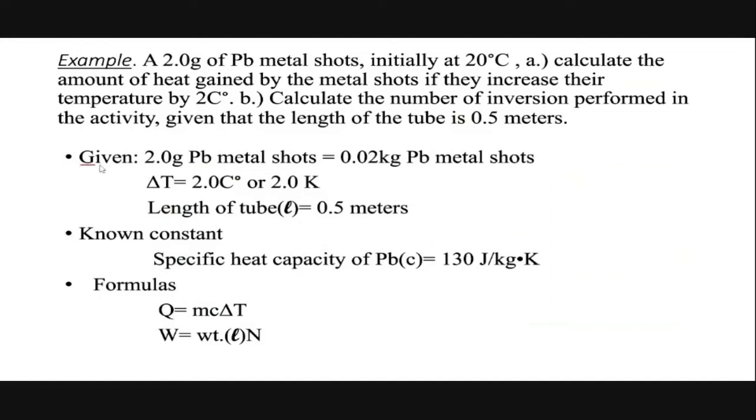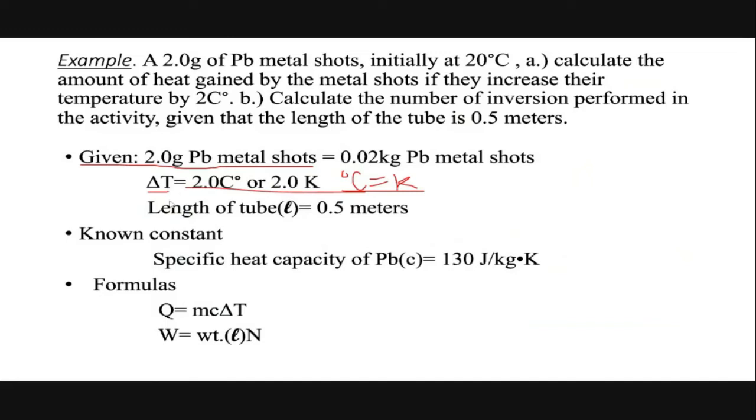So again, you have to look for the given. We have 2.0 grams of lead metal shots. This is equal to 0.02 kilogram of lead metal shots. Delta T is 2.0 Celsius degrees, or it's just equal to 2.0 Kelvin. Degree Celsius is not equal to Kelvin, but if we look at the delta T here, we can see that they actually change at the same rate. So I counted them here as equal.